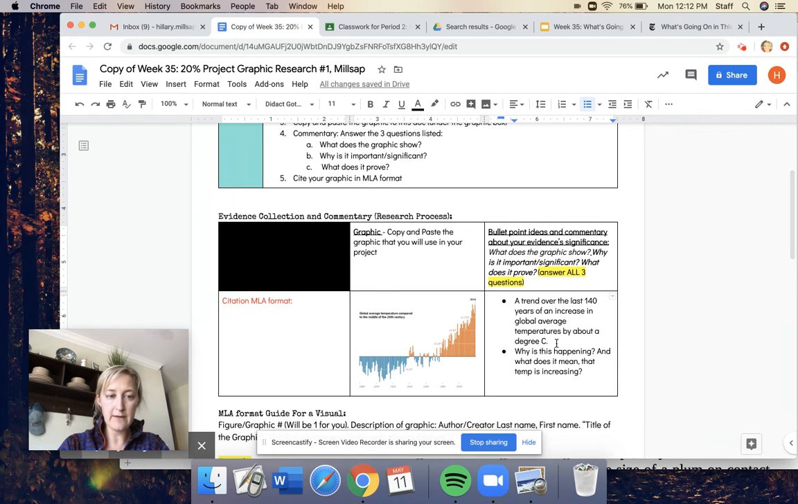So those don't directly answer these second two questions. They do both kind of answer the first question. What does this graphic show? It shows a trend over the last 140 years of an increase in global average temperatures by about a degree Celsius. Notice also that that is very specific. I didn't just say it shows global average temperature. It does show global average temperature, kind of. It actually doesn't list the actual temperatures. It's showing us increases. It's showing us comparison. It's showing us trend. And so that's what you really need to focus on in your commentary.